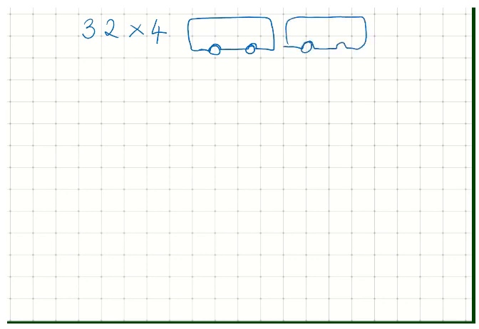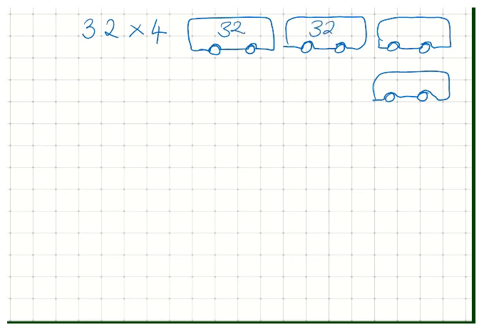And they're going to arrive at my cafe any minute now, and I need to know how many people are going to be arriving. There we go. So there's 32 in each bus, and I've got to very quickly work out how many people are going to be arriving at my cafe.